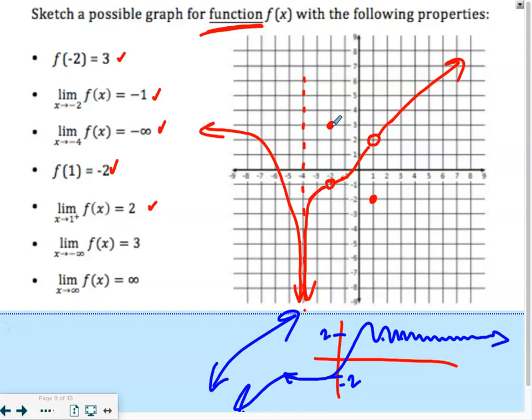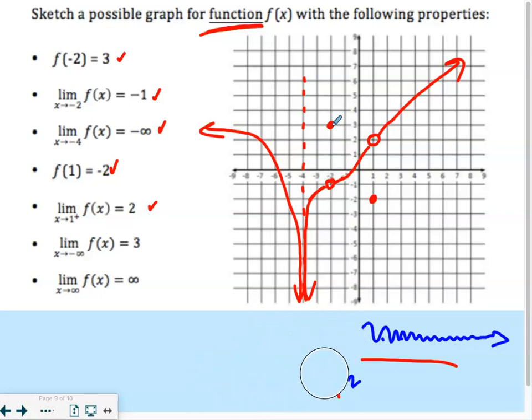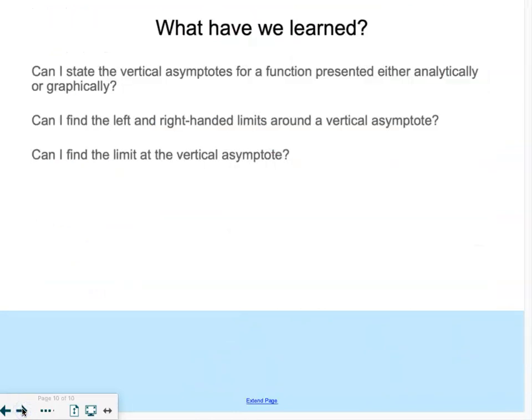So anyway, it has nothing to do with not being allowed to cross a line. It has nothing to do with drawing dotted lines anywhere. The dotted lines are just for your guidance when you're graphing, right? So really, it's just what's happening at the ends. That's what a horizontal asymptote is. Okay, so which we'll get into more next week. And here endeth the lesson.